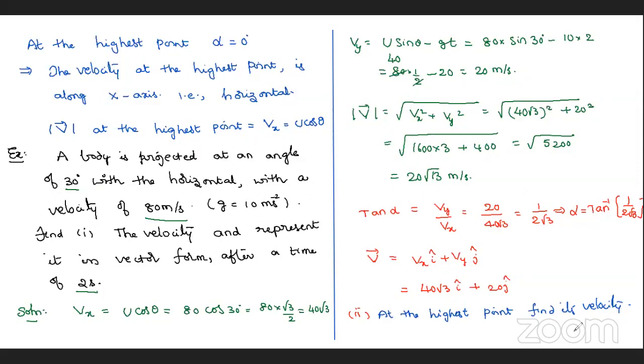Vx over, Vy over, alpha over, mod V bar over, and even at the highest point we are writing now. Here Vx is 40 root 3 and Vy equals 0. That implies V is equal to only 40. Very good. So we found both. Now look at this question.